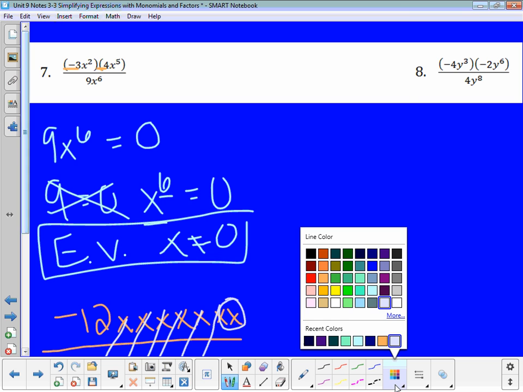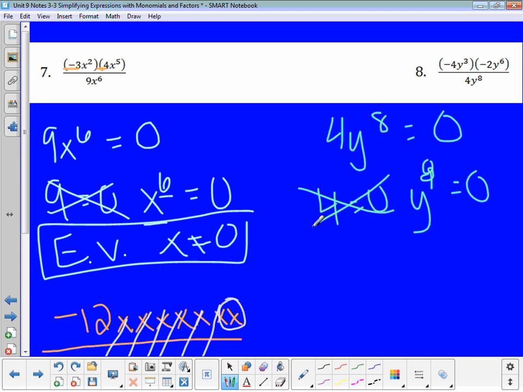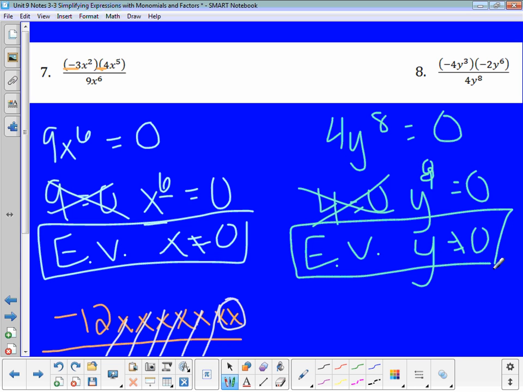Let's do the same thing with number 8. Let's set the bottom equal to 0. So we have 4y to the 8th is equal to 0. So let's use that zero product property. So we have 4 is equal to 0, y to the 8th is equal to 0. Well, 4 is never going to be 0. Y to the 8th can only be 0 when y is equal to 0. So our excluded value is that y cannot be equal to 0.